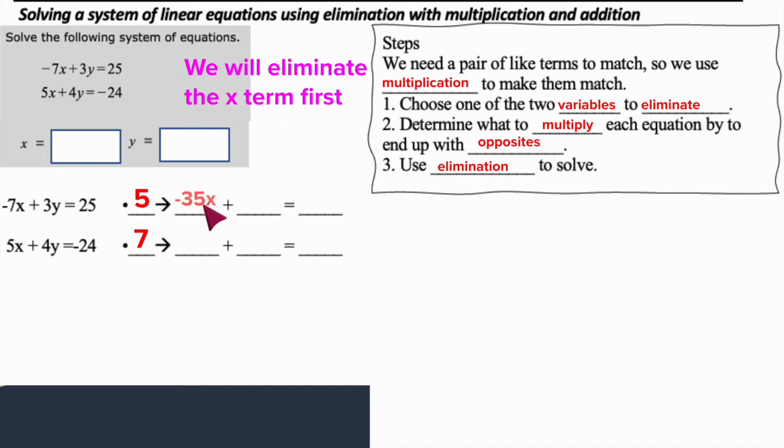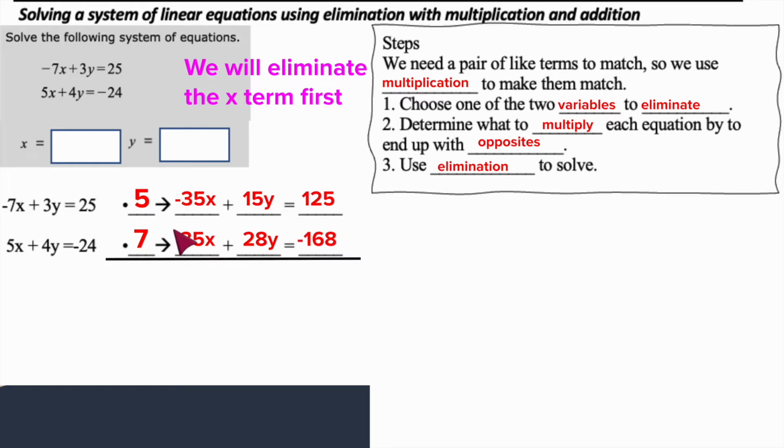So when I multiply, I get negative 35x on the front, which is what I wanted. Then 5 times 3y is 15y, and 5 times 25 is 125. Now I'm going to multiply the whole second one by 7. So 7 times 5 is 35x, 7 times 4y is 28y, and 7 times negative 24 is negative 168.